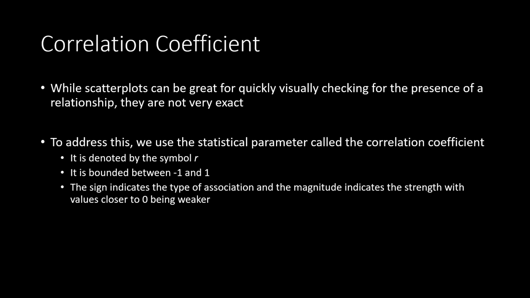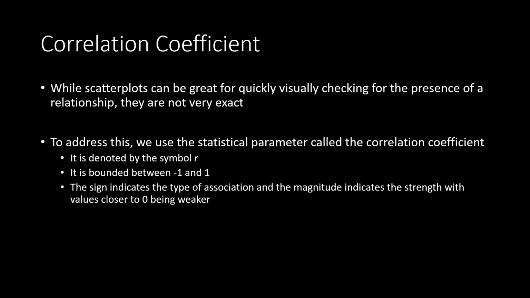It is bounded between -1 and 1. There cannot be correlation coefficients that are less than -1 or greater than 1. The sign of a correlation coefficient indicates the association, the type of it. So any negative correlation coefficient indicates a negative association, such that as one thing increases, the other decreases. And any positive correlation coefficient represents a positive association or relationship, such that as one increases, the other does as well.